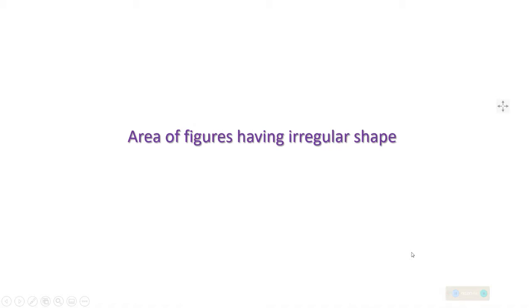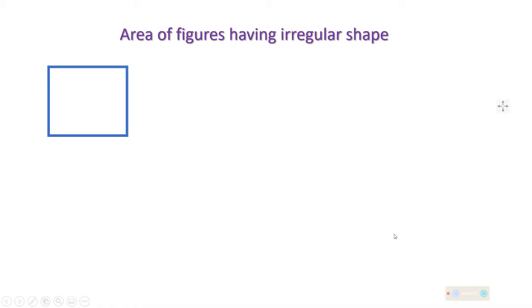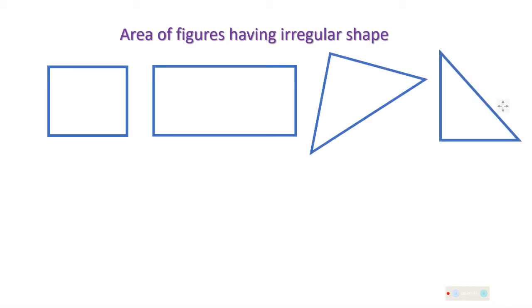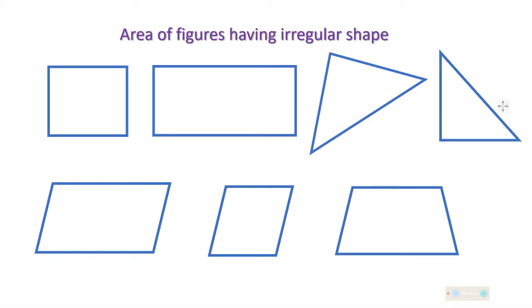Dear students, we are continuing with the same chapter, area. Earlier in this chapter, you studied how to find the area of regular figures. Regular figures, I mean figures which have a definite shape and definite boundaries. For example, you studied the formula to find the area of a square first, then of a rectangle and triangles of different types, as well as that of a parallelogram, then a rhombus, and also how to find the area of a trapezium. You are thorough with the formulas of these different types of figures.